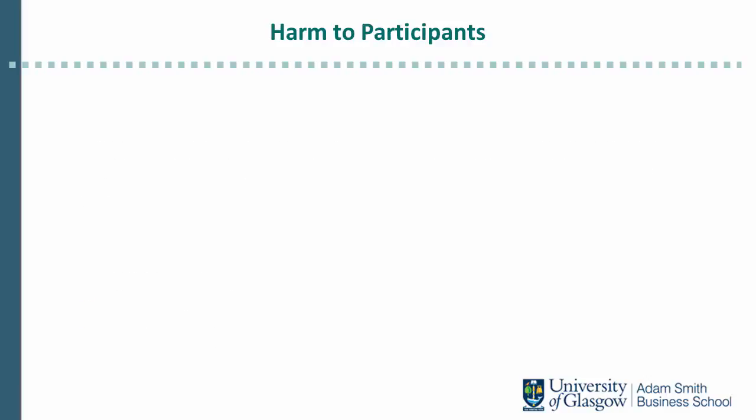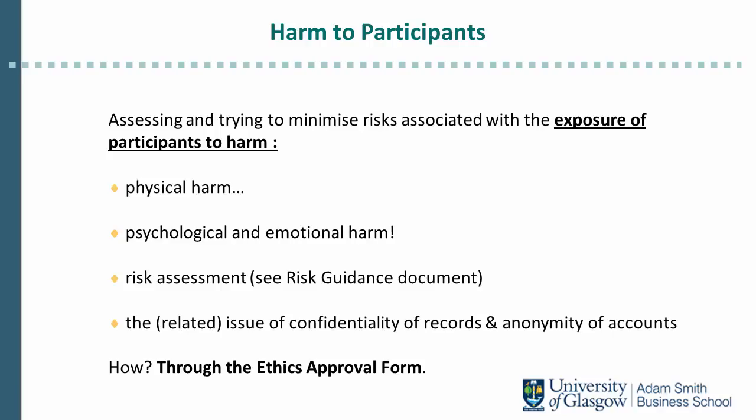The third principle which Diener and Crandall introduced is that to do with harm to participants. This is about assessing and trying to minimize any risks associated with the exposure of participants to harm. There are various types of harm, as you can imagine. There is physical harm as well as, and perhaps more widespread, psychological and emotional harm.